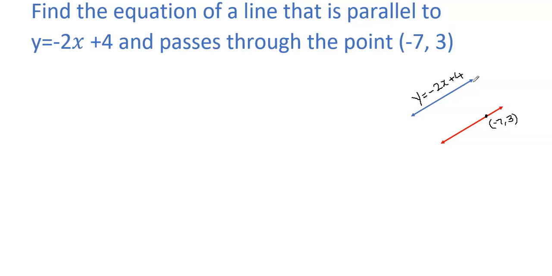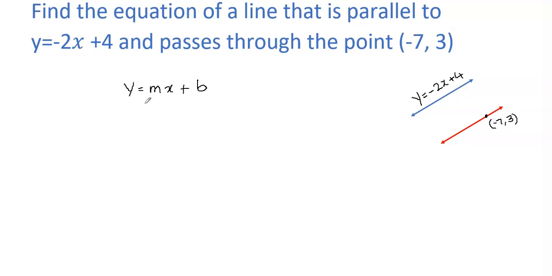It's given in the question that the equation of this line is y equals negative 2x plus 4, and I need to find the equation of this line. The only piece of information I have is that this line passes through the point (-7, 3). So first of all, I'm going to write the equation of a line in slope-intercept form: y equals mx plus b.